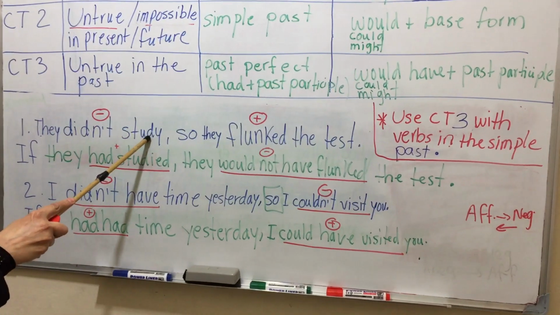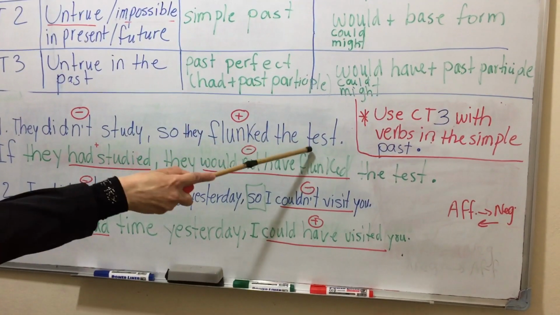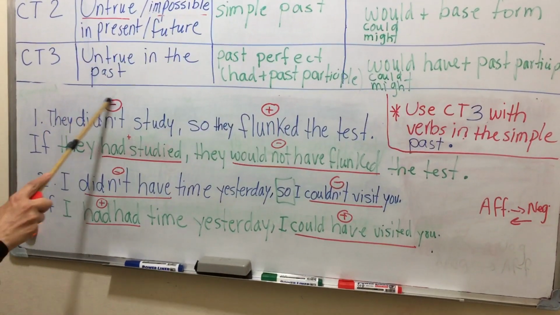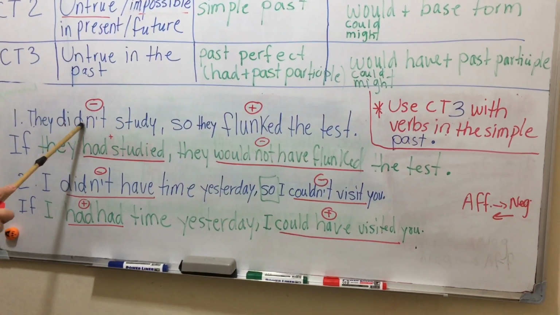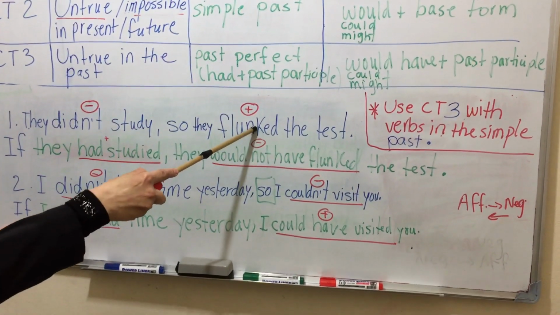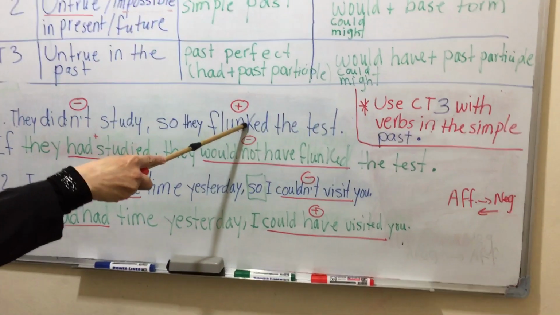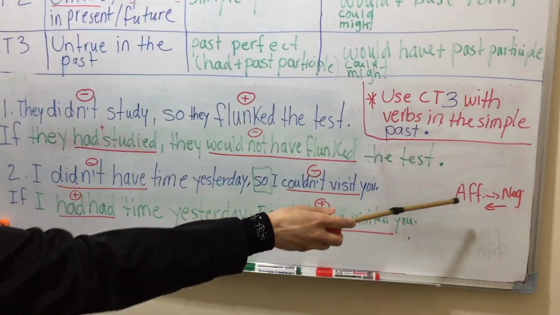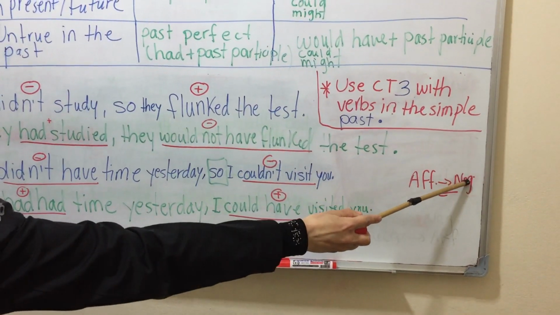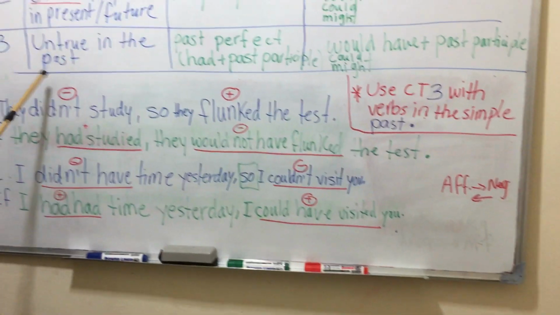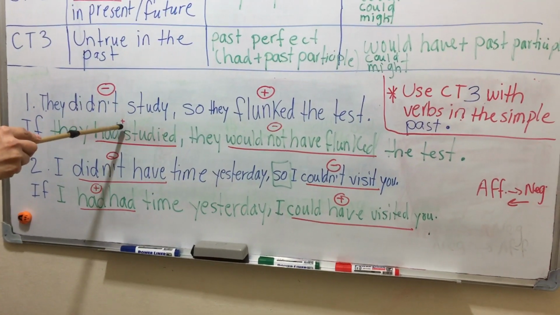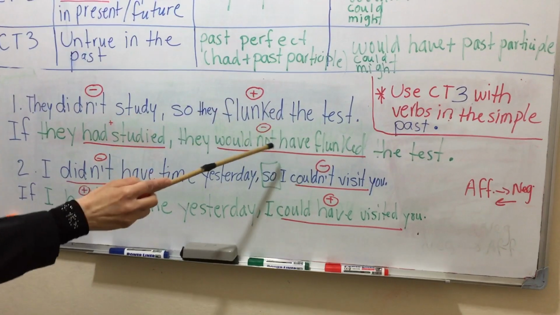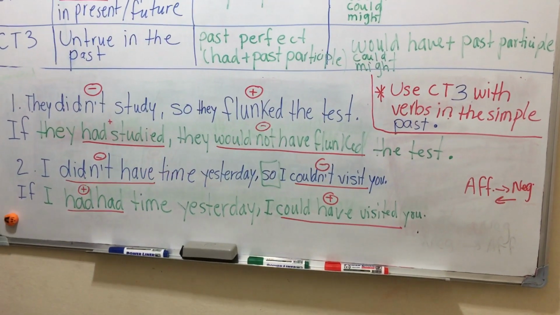They didn't study, so they flunked the test. We have two clauses over here. One of them has a negative verb and the other has an affirmative verb. Remember the rule I told you earlier? Whatever is affirmative, we make it negative and vice versa. So we have to turn this verb into an affirmative one and this one into a negative one.